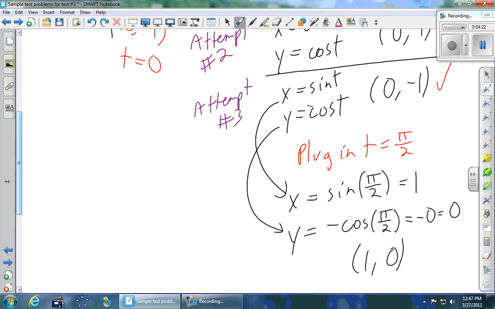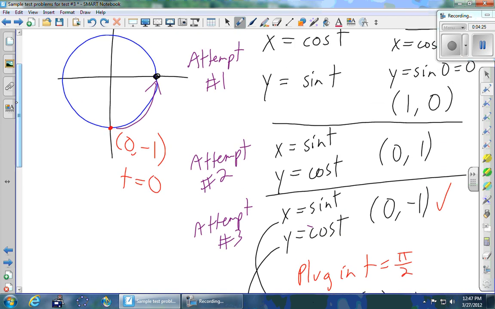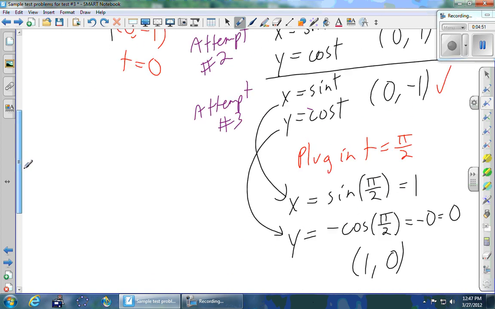So let's plot that point. So 1 followed by a 0 is this one right here. 1 and 0, and that corresponded to t equals pi over 2, which means I think we're heading in the correct direction. We started down here at point number 1, and then the second point that we were interested in was there, so we are in fact going counterclockwise around the circle. So I think our attempt number 3 is the final version of things.